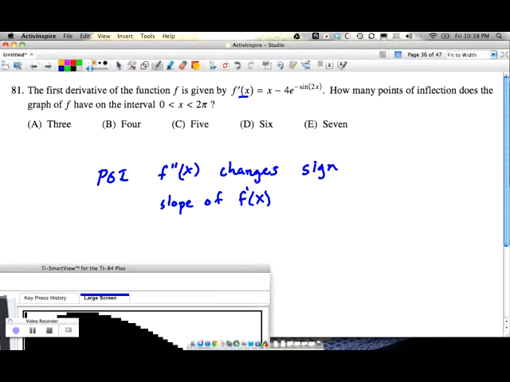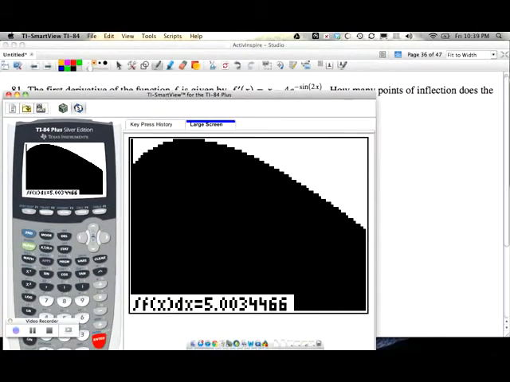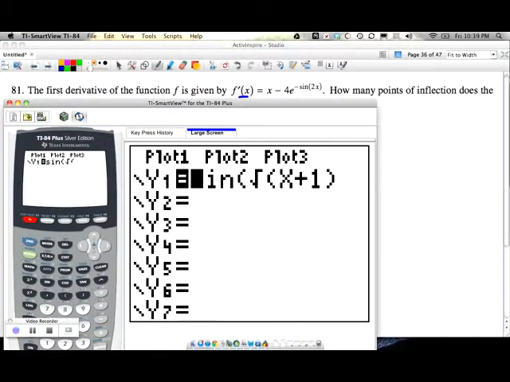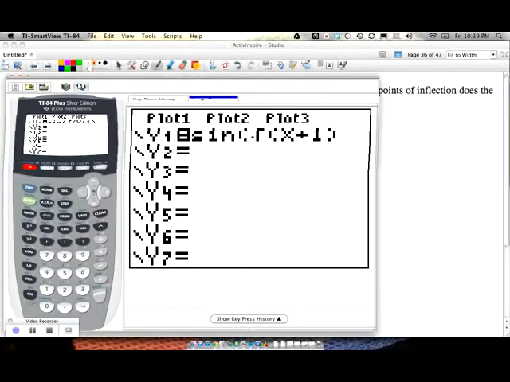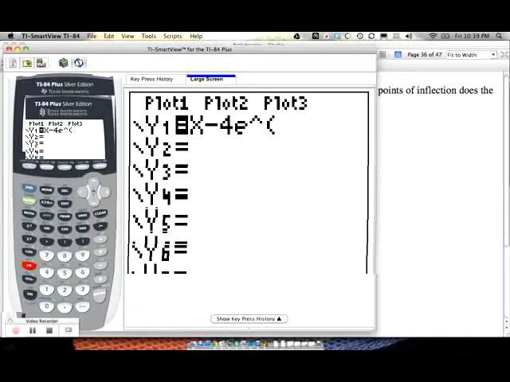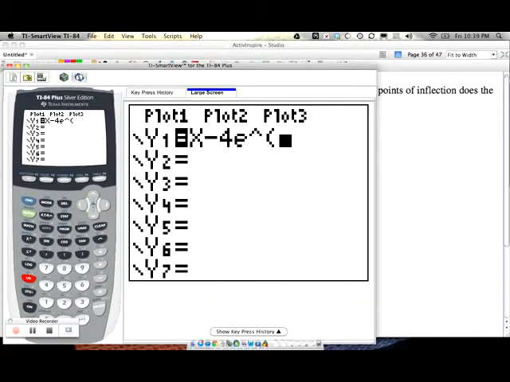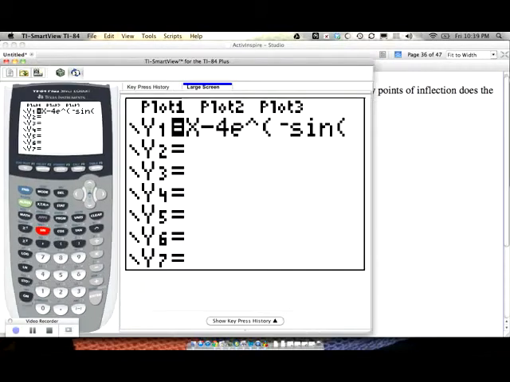So let's go back and look at our graph. If we pull this up again, the function is kind of complicated. Let's keep that there while we type it in here. It's x minus 4 times e, and then up in the top of that we've got negative sine of 2x. Negative sine of 2x. Is that right? Yeah, 2x.